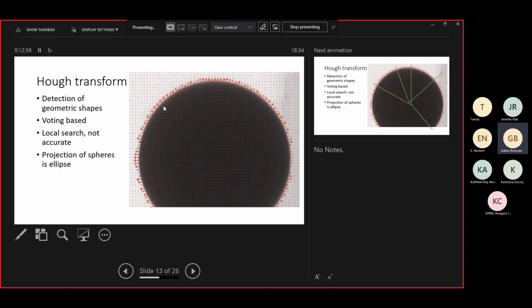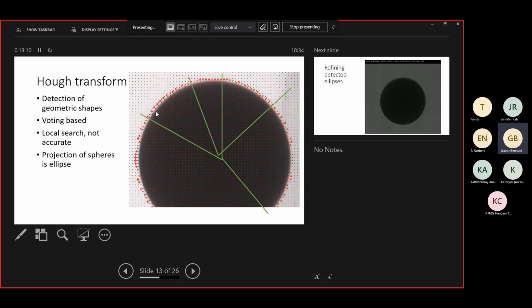As you can see, the gradient is a vector. Its length is the biggest when there is an edge, so it's very good for edge detection, and it's also perpendicular to the edges. Hough transform uses this property. They elongate the gradients, and where the elongated gradients intercept each other, there you find the center of the circle, and then you can easily find the whole circle.